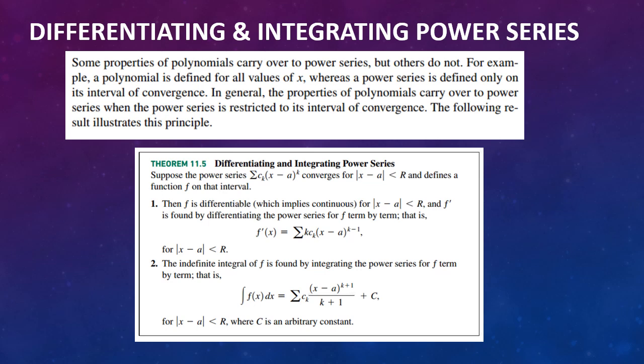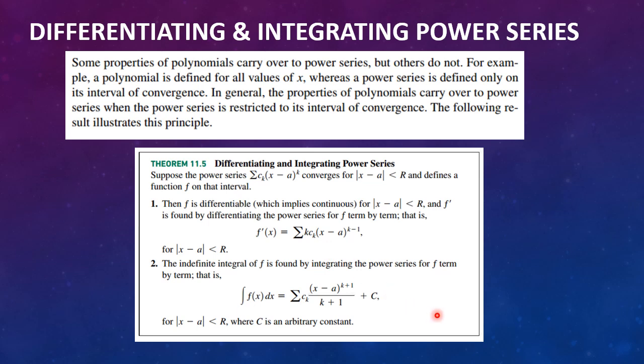Then f is differentiable, which implies continuous, for |x - a| < r, and f prime is found by differentiating the power series for f term by term. That is, f prime of x equals the summation of k times c sub k, (x - a) to the k minus 1, for |x - a| < r. So notice we're just applying the power rule of differentiation, bringing the k down in front.